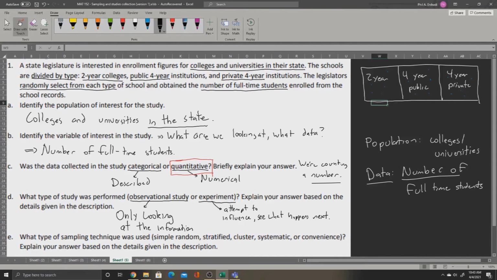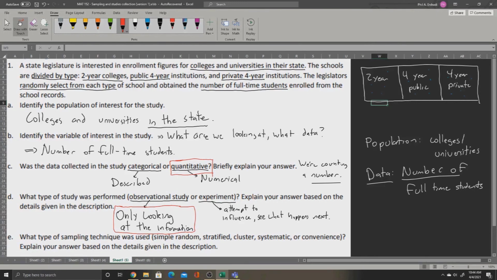Now, in our case, all we are doing is obtaining the number of full-time students. We are not attempting to do anything with those students. We are only observing how many students we have. Now, since we're not trying to influence anything, it wouldn't make sense to call this an experiment, because we were only looking. Therefore, we would say that this is an observational study. There's nothing in the description that would tell us that we are trying to influence them in some way.